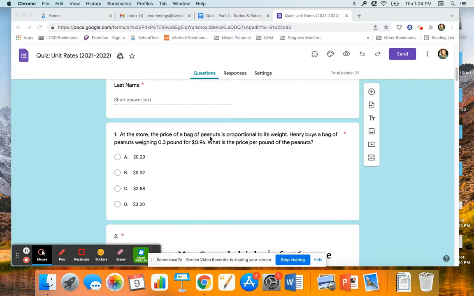At the store, the price of a bag of peanuts is proportional to its weight. Henry buys a bag of peanuts weighing 0.3 pounds for 96 cents. What is the price per pound of the peanuts?